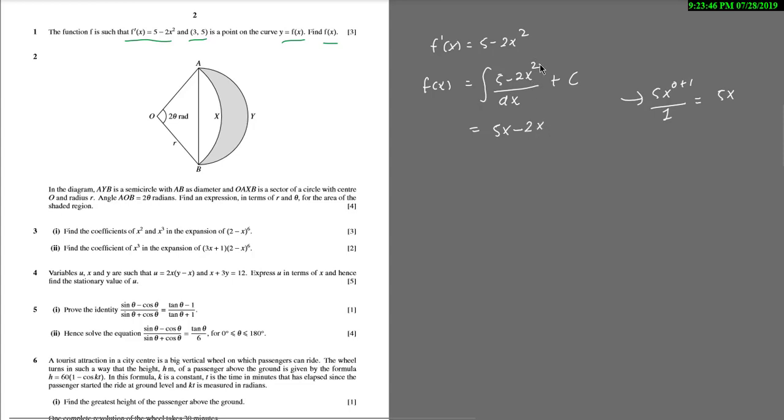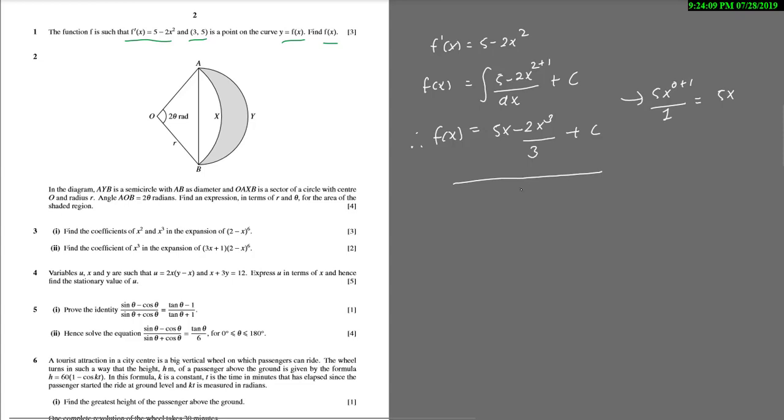5x minus, when you do the 2x squared, it's going to be 2x. 2 plus 1, we add 1 to the power, it's going to be x cubed, and we write the 3 under it. So plus c, and here we have f(x).